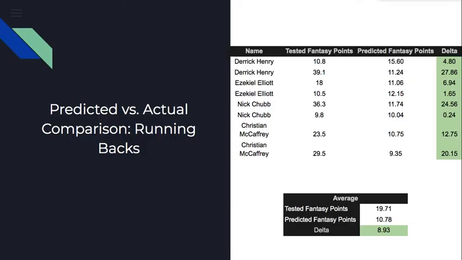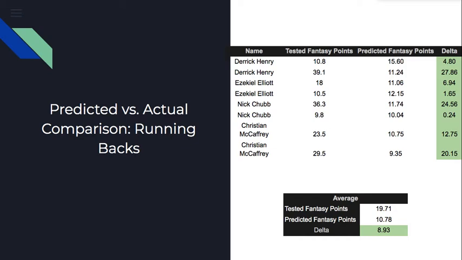Predicted versus actual comparison between running backs. There's a lot going on here as far as numbers, so just focus on the delta all the way on the right. That tells you, between the tested fantasy points and the predicted fantasy points, which was built off my model, how each player fared. With Derrick Henry, some weeks he's going to put up 39 points, and other weeks he puts up about 10. So in those weeks, it's a huge discrepancy.